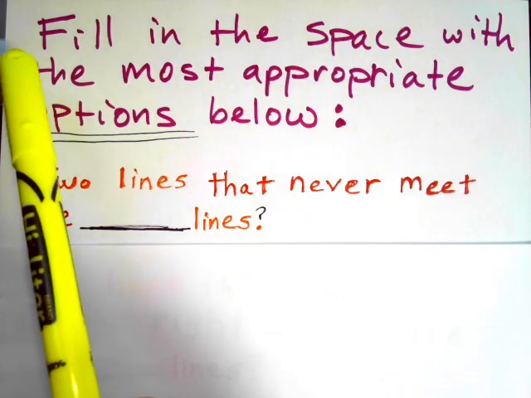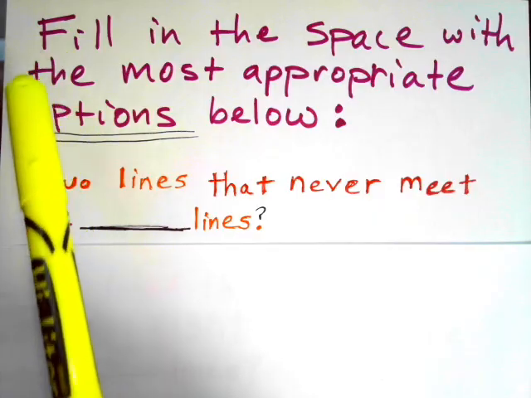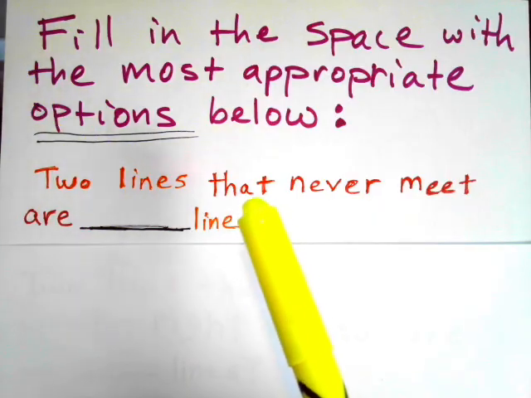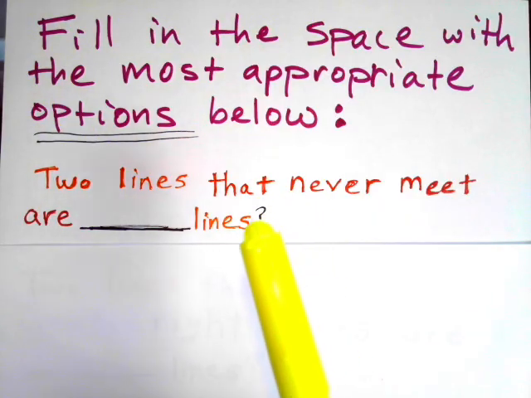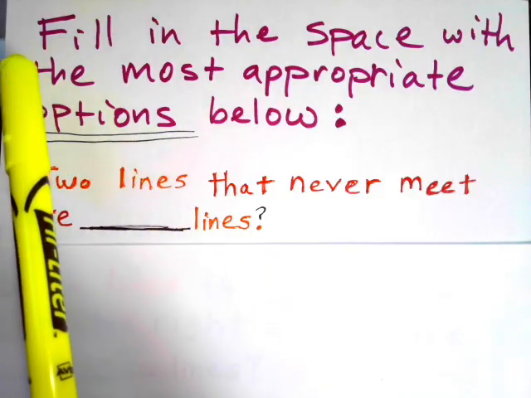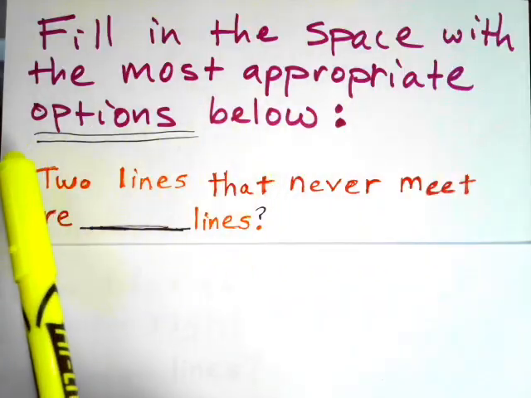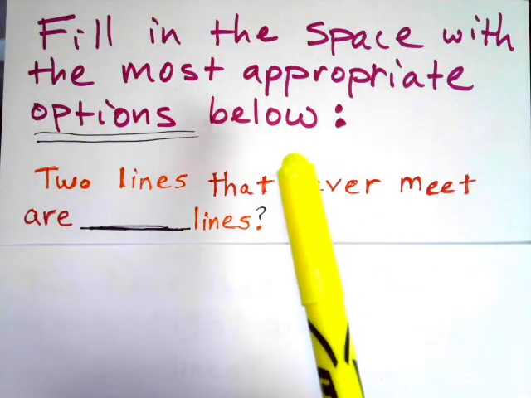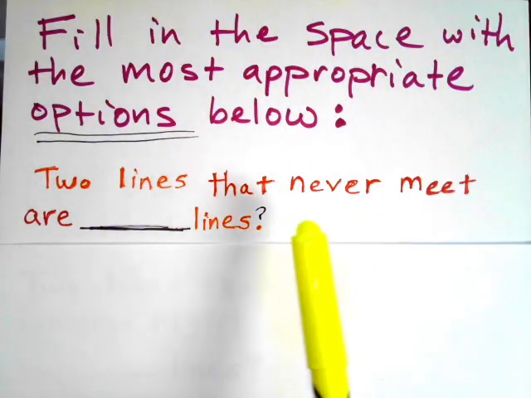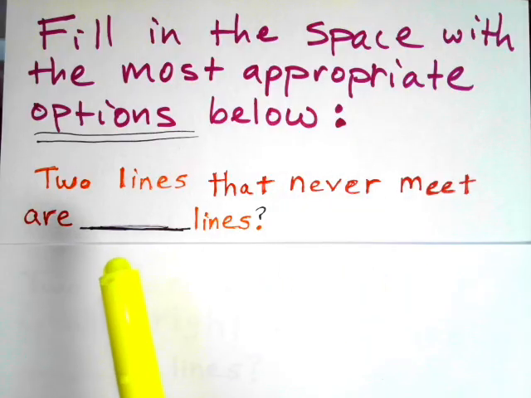Here we go, just jumping right into the deep end. It's another test question for your Math GED portion video. Let's get right to it. Fill in the space with the most appropriate options below. So two lines that never meet are blank lines.